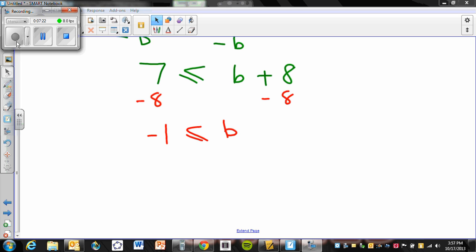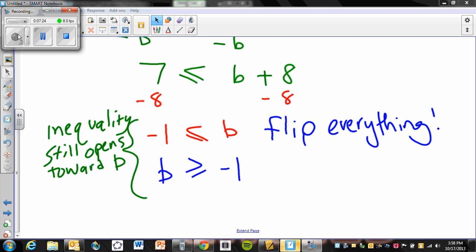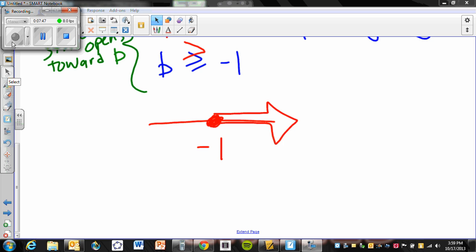Now we are almost ready to graph. We want our variable here on the left, so we've got to flip everything. b is greater than or equal to negative 1. We flipped our sign, so our inequality still opens towards b. Here, b is greater than, so b is greater than over here. With our variable on the left, now we are ready to graph. Give me a number line, start me at negative 1, which is our solution. Give me a closed circle because that says or equals to. And because this inequality has that arrow pointing that way, that's the way my arrow is going to go.